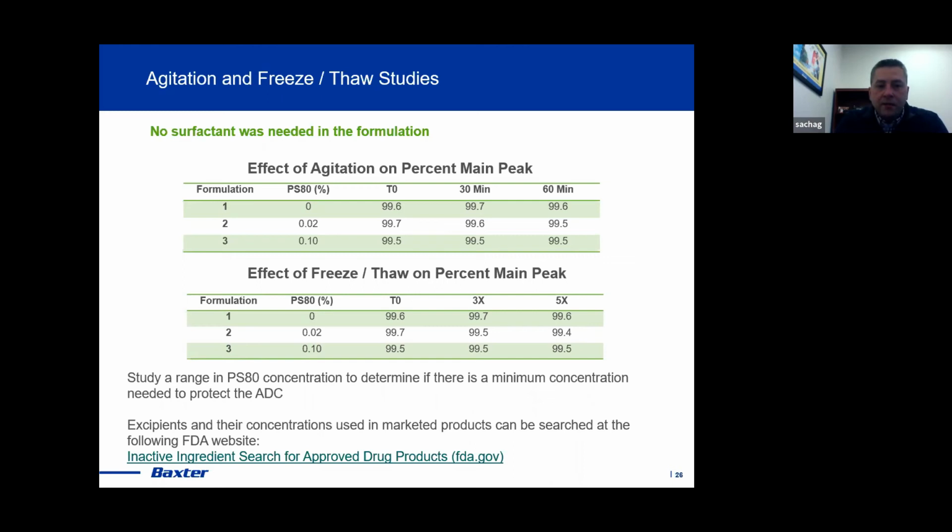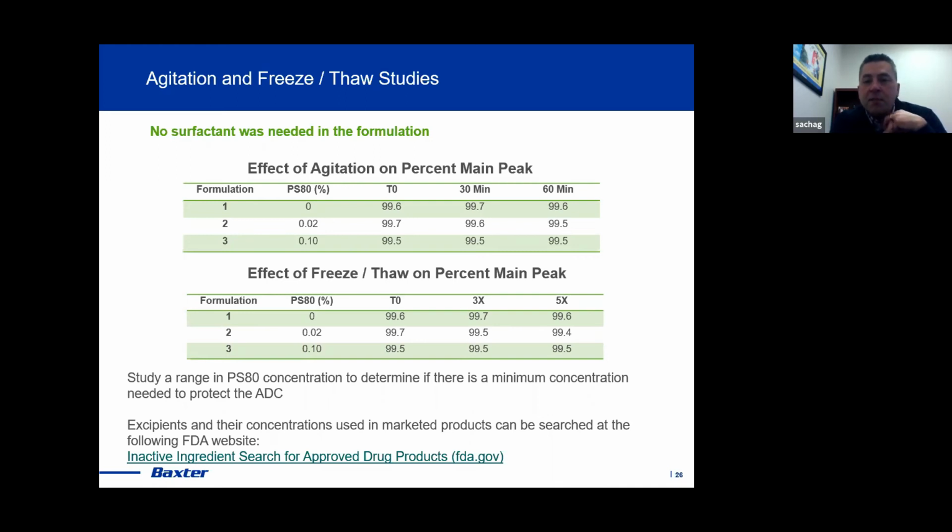This is the link here to the website. There's an inactive ingredient search that the FDA has. And it's a wonderful site. They will not tell you the specific product that it's used in, but it lists every product out on the market, whether it be topical, injectable, or oral, that has that particular excipient in it and at what concentrations.